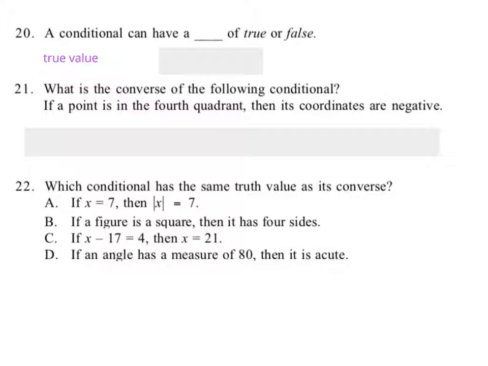Okay, and for 21, what is the converse of the following conditional? We're going to take the hypothesis and conclusion and swap them, so let's underline them. Hypothesis: the point is in the fourth quadrant. Conclusion, remember, you don't include the if or the then: its coordinates are negative.